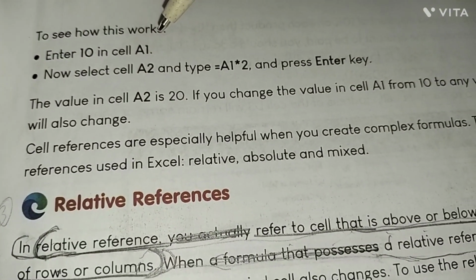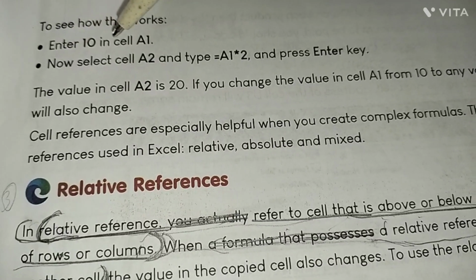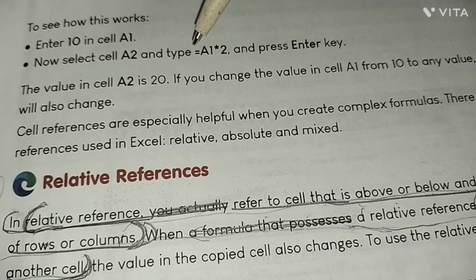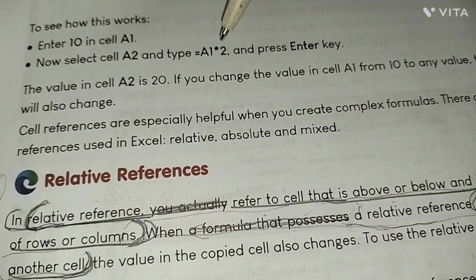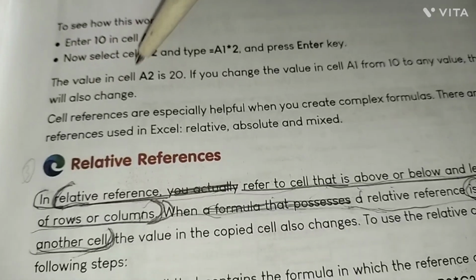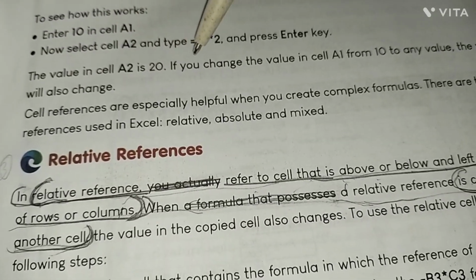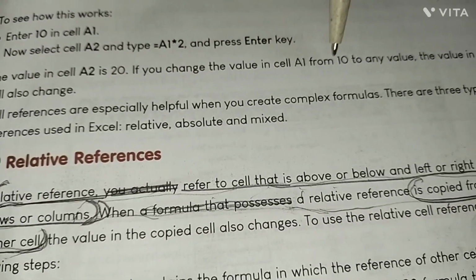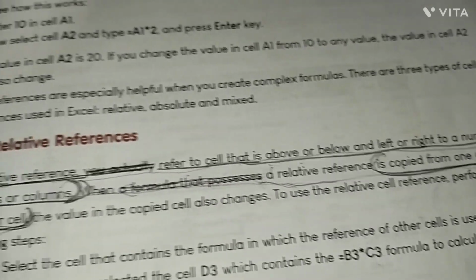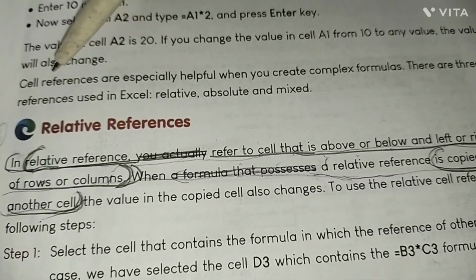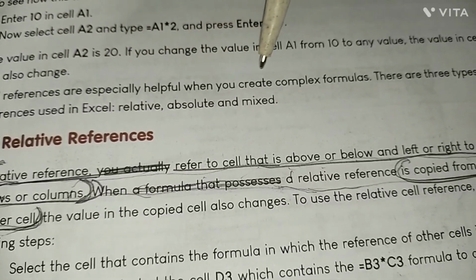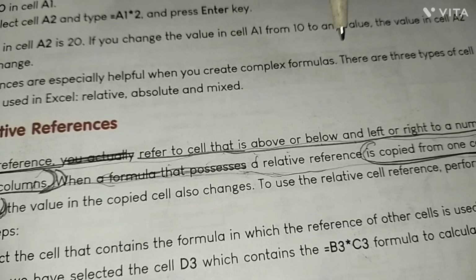To see how this works, enter 10 in cell A1. Now select cell A2 and type A1 into it with the multiplication sign, and press the Enter key. The value in A2 is 20. If you change the value in cell A1 from 10 to any other value, the value in cell A2 will also change. Cell references are especially helpful when you create a complex formula.